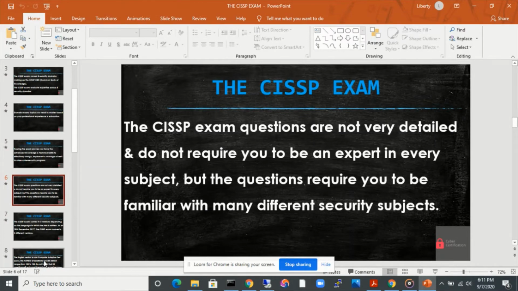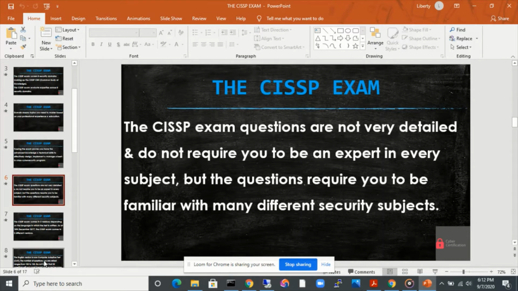The CISSP exam questions are not very detailed and do not require you to be an expert in every subject, but the questions require you to be familiar with many different security subjects. Many exam takers say the CISSP exam is not difficult. What they are trying to explain is that you are not expected to be an expert in all the 8 security domains. I will tell you the truth: you are not expected to be, but you are required to know many different subjects or topics in each of the domains.